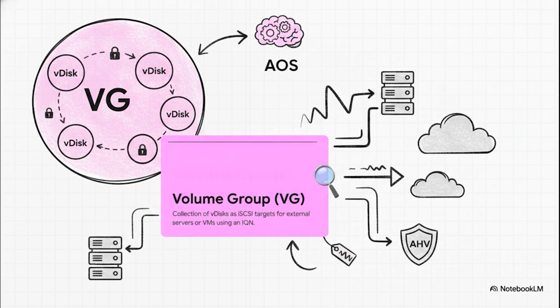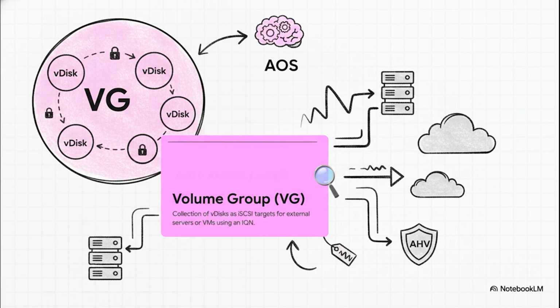Now, let's quickly decode a few acronyms since the exam absolutely assumes you know them natively. AOS is the Acropolis operating system, right? The core data plane. AHV is the Acropolis hypervisor, Nutanix native hypervisor. And crucially for our topic today, IQN stands for iSCSI qualified name. And IQN is essentially the unique identifier we use to securely grant a client access to this storage.